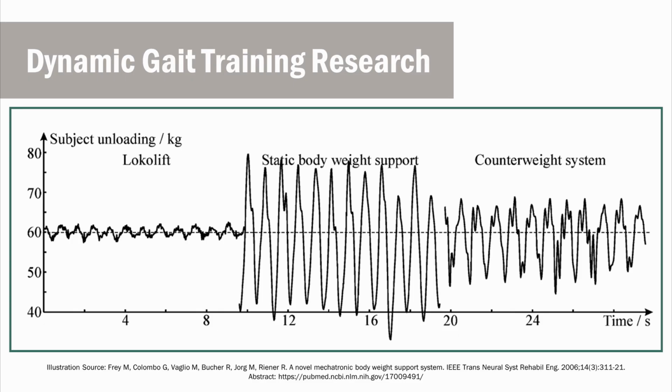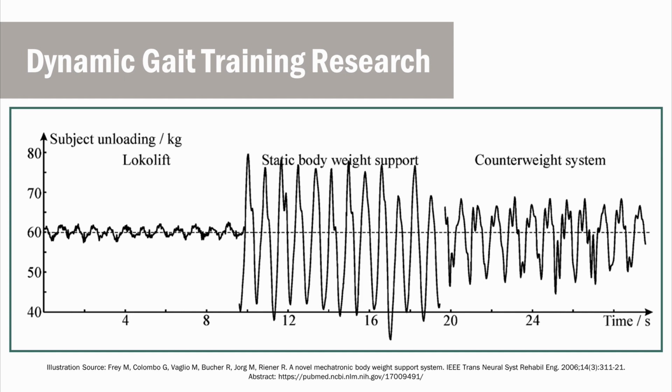So the findings were that dynamic body weight support produces more natural ground reaction forces and gait characteristics, and this graph is the comparison done with the Locolift device. They measured bodily unloading and the ground reaction forces during ambulation of individuals using 3 different body weight systems. The Locolift was dynamic compared to a static body weight support and then to a counterweight system. So each system provided about 60 kilograms of unloading body weight support during walking.